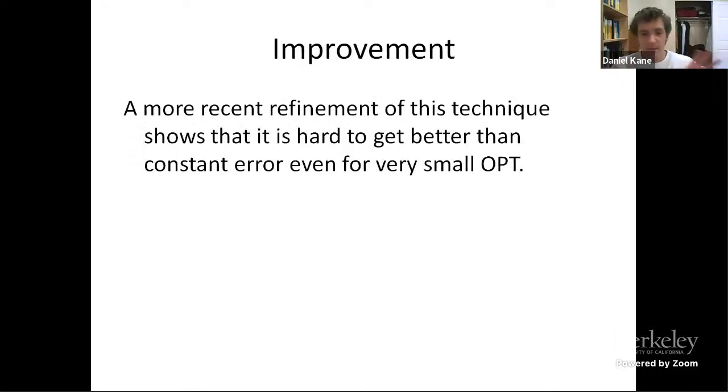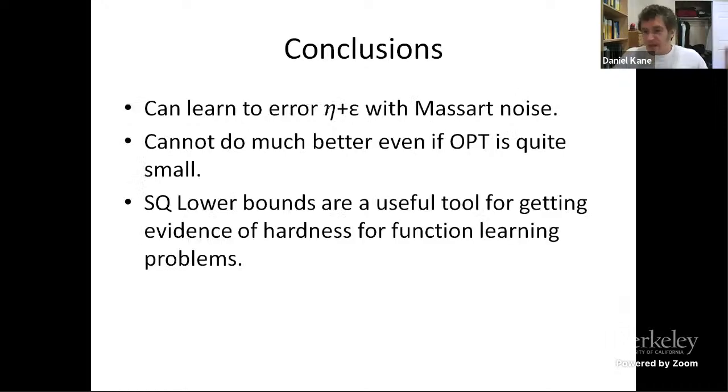Now, there is a more recent refinement of this technique that shows that it's hard to get better than constant error, even with very small values of opt. That uses some of the same tools put together a little bit differently. Basically, the construction with A and B is now slightly more efficient. But yeah, so in conclusion, you can learn linear threshold functions with Massart noise to error eta plus epsilon, but you cannot hope to do much better than that, even if you are guaranteed that the optimum is quite small.